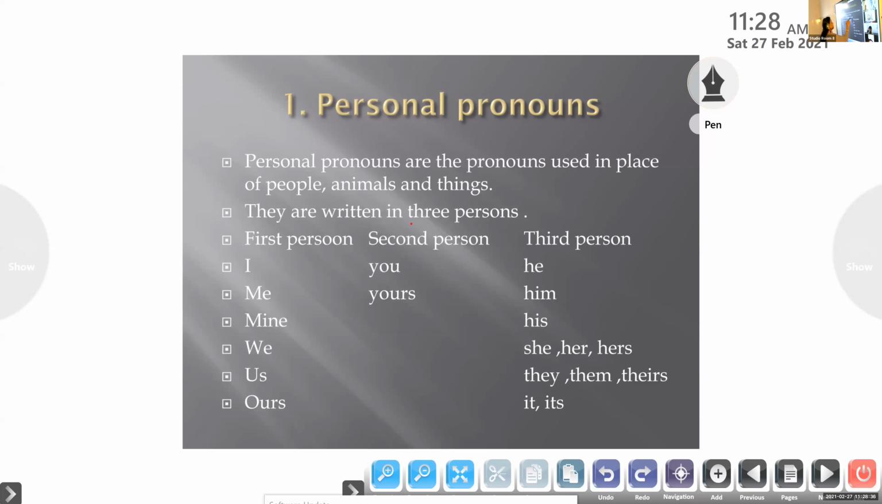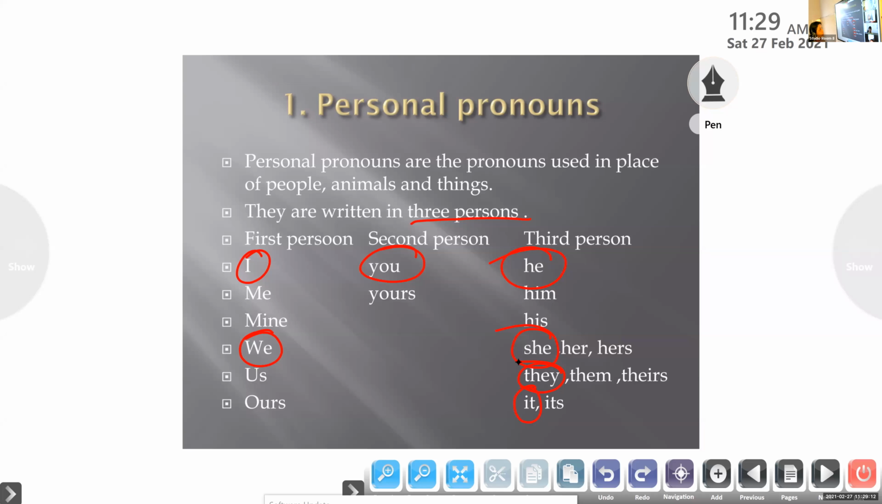And it is written in three persons: first, second and third. The first person is I, we. The second person is you. And the third person is he, she, it and they. The speaker is the first person. I am speaking to you; that is the second person. About whom we are speaking is the third person.